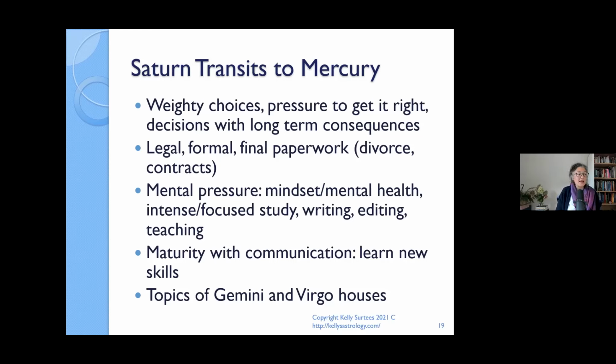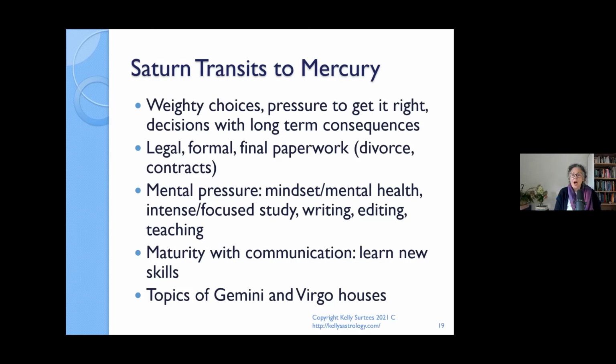Sometimes that stress is appropriate to the situation because you're doing some sort of tertiary level study where you've gone back to do a master's or a PhD program. And it's like, well, yeah, it makes sense that you're stressed, because it's a mercurial thing. You might be studying, writing, editing, or teaching. It's still stressful, but it's in a commensurate way to the situation. Other things with Saturn Mercury transits are formal documents. So legal documents, formal documents, or final paperwork. So contractual things.